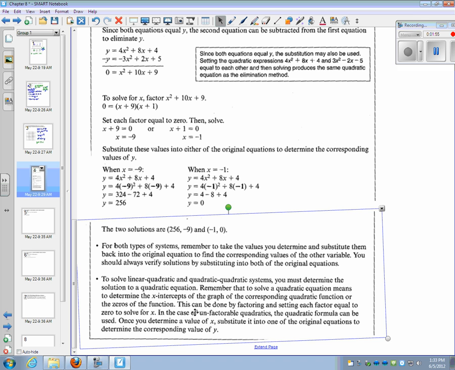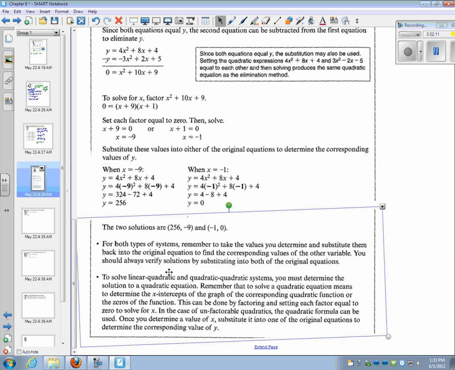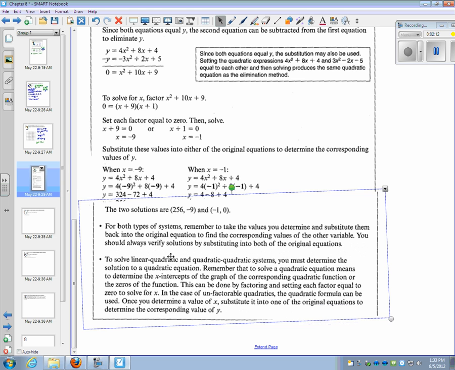For both types of systems, remember to take the values you determined and substitute them into the original equation to find the corresponding values of the other. So if you find x, sub it into the original equation to find y. If you find y, sub it in to find x. You should always verify solutions by substituting into both of the original equations.